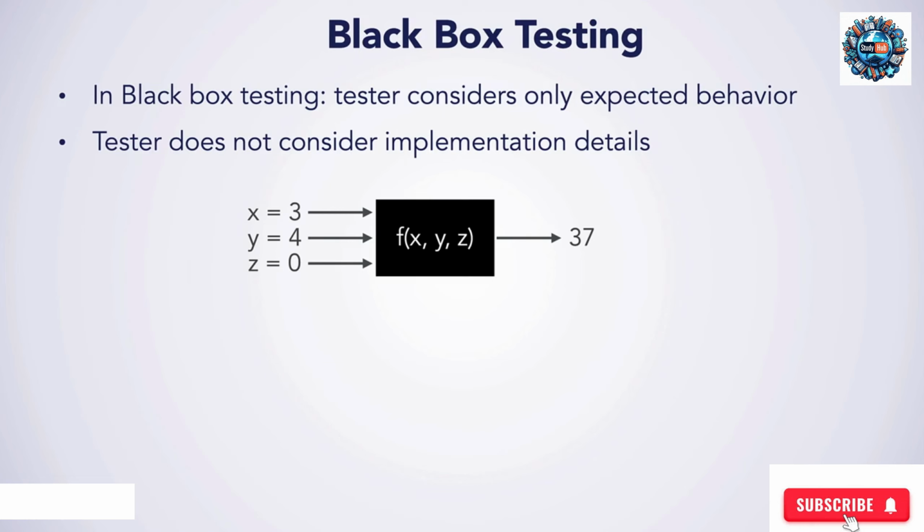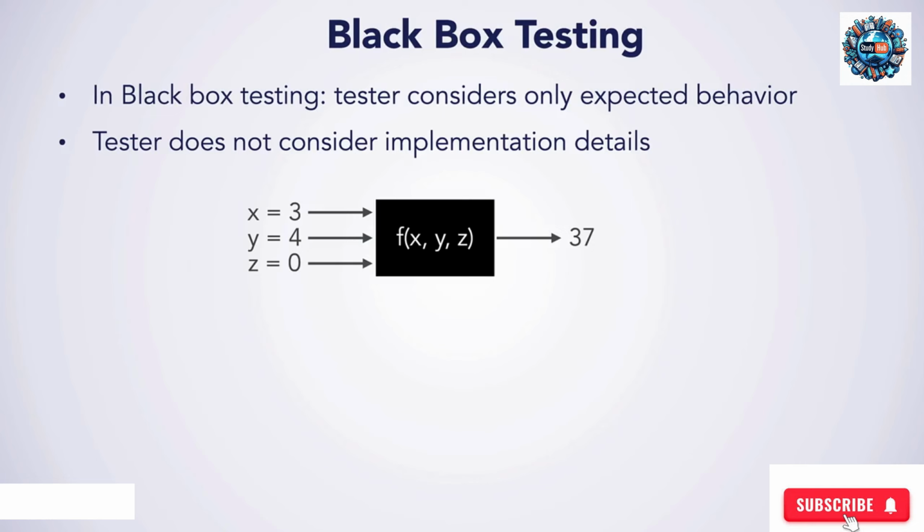In black box testing, you only consider the expected behavior. You don't know the implementation details, which is why the approach is called black box testing. The piece of code you are testing is a black box. You cannot see inside it. Here, we have depicted this idea graphically. There's some function f, and you expect that when you give it inputs of x equals 3, y equals 4, and z equals 0, you will get out an answer of 37. You expect this answer no matter how f is implemented because that is its correct behavior.